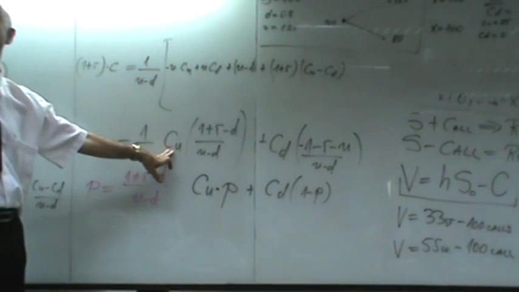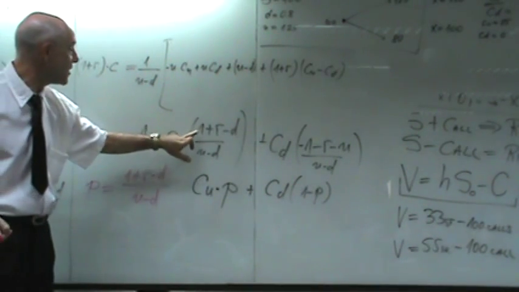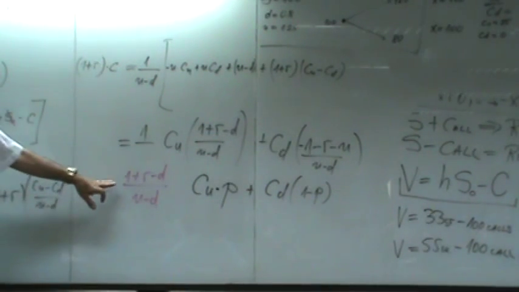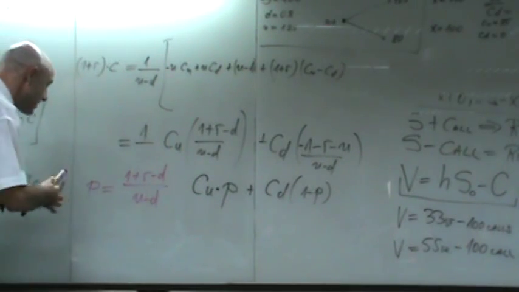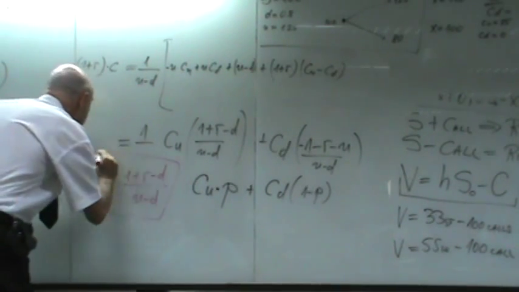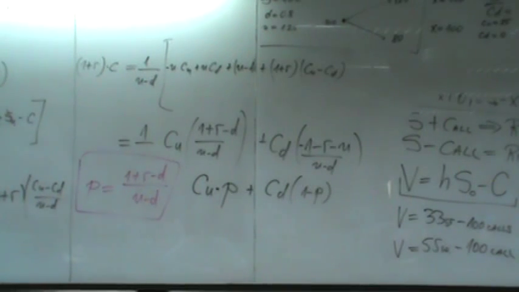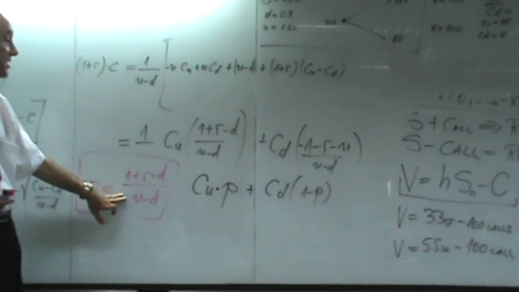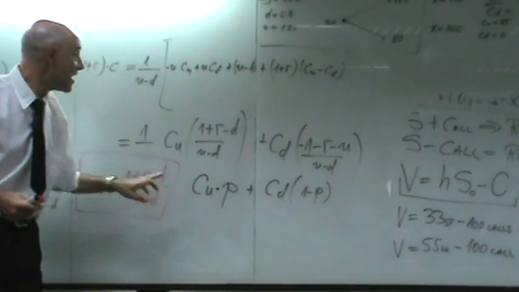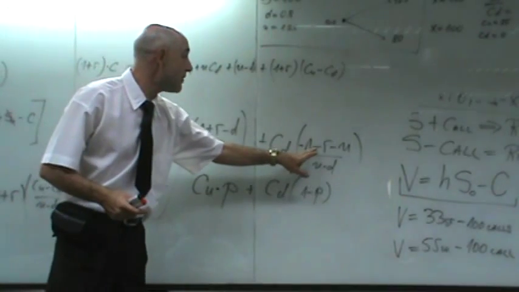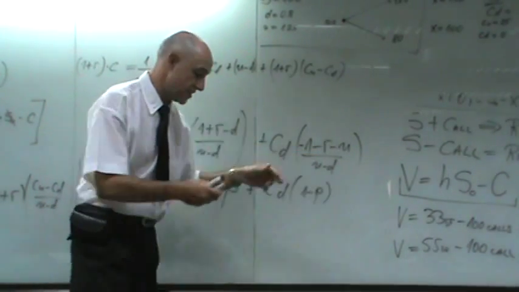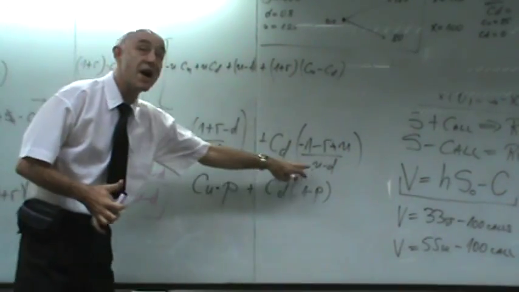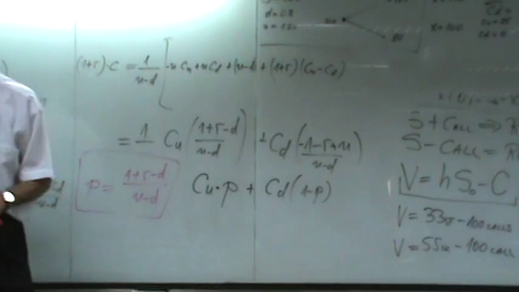I collect the CU, and the factor turns out to be 1 plus R minus D over U minus D, which, when we put it as P, has a meaning of probability. So 1 plus R minus D over U minus D just simply becomes P. And this one is minus 1 minus R plus U. It's got to be plus U over here. U minus D becomes 1 minus P.